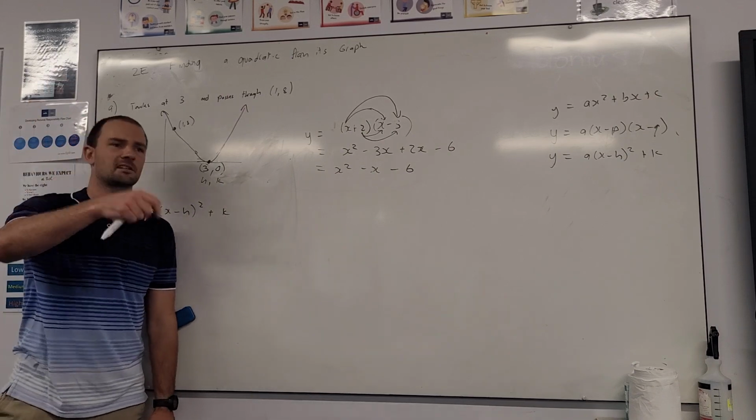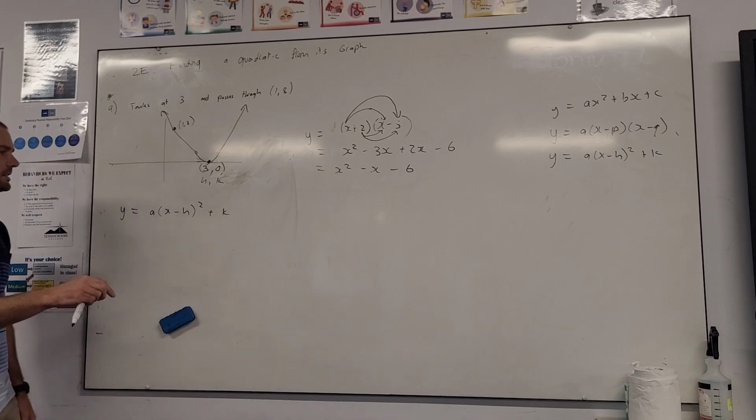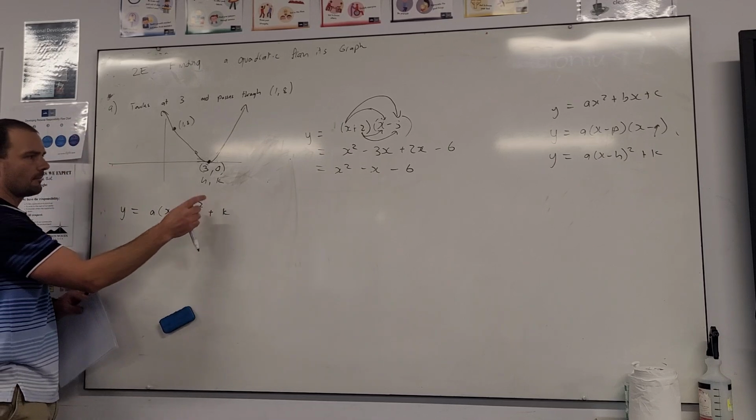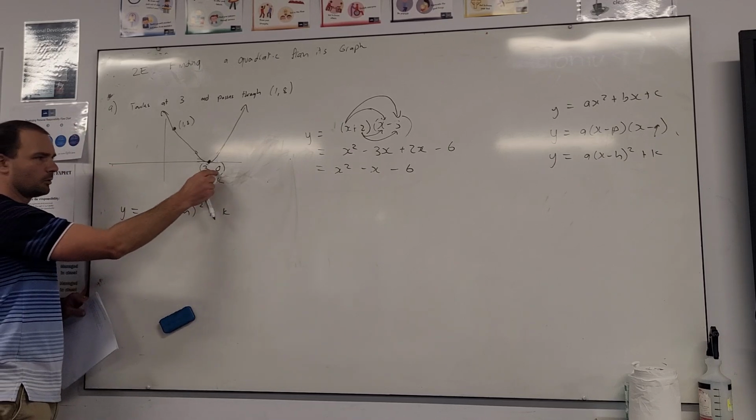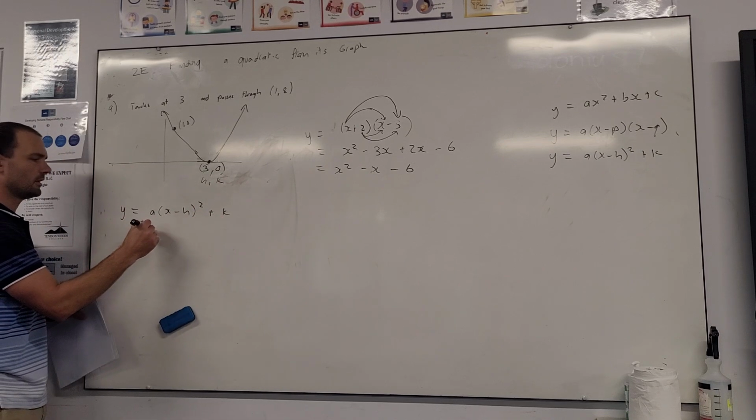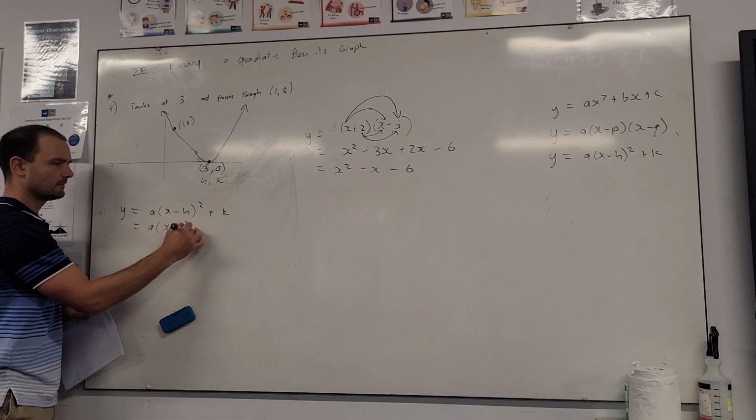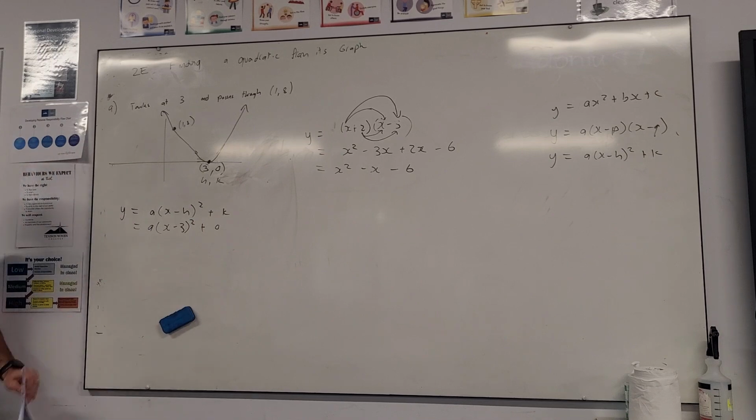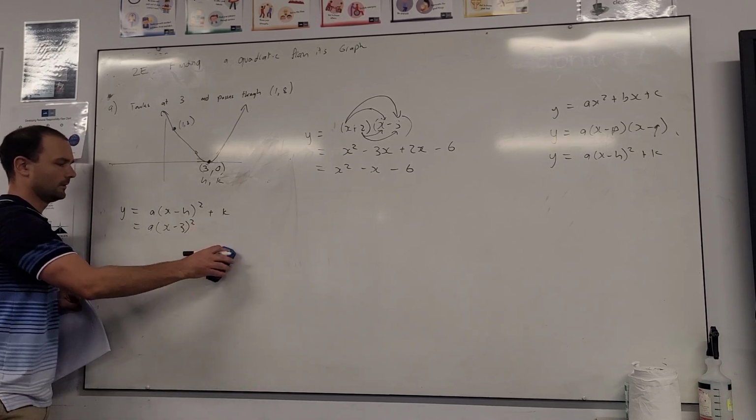Why are we using completed square? Because we have a vertex. We're not given the roots, we're given the vertex. So I'm putting H there and I'm going to put K there. So it is x take 3 squared plus 0. All right, plus 0, we don't need to write that, okay? We can just eliminate that component of it.